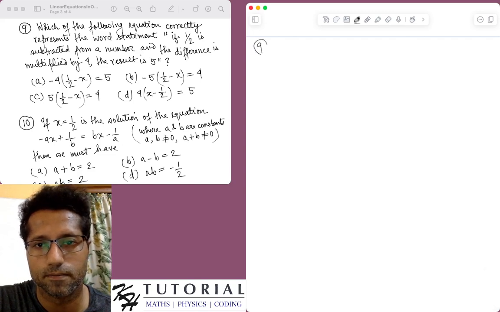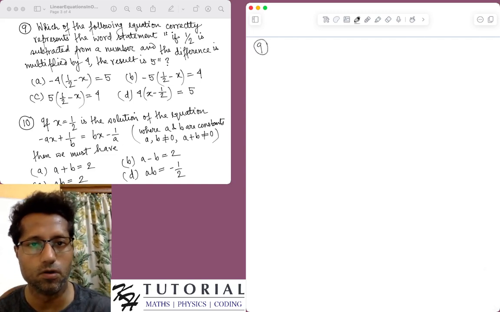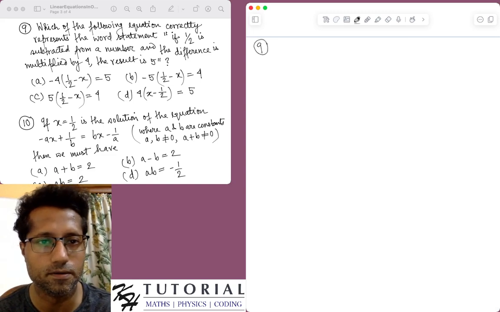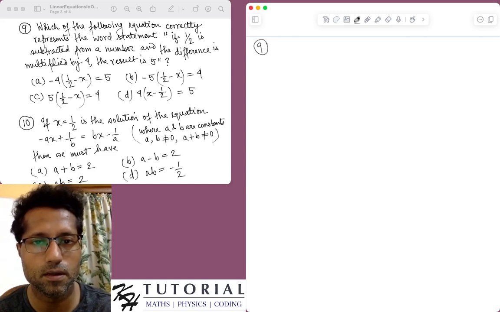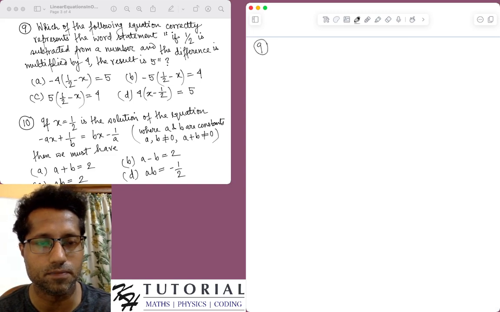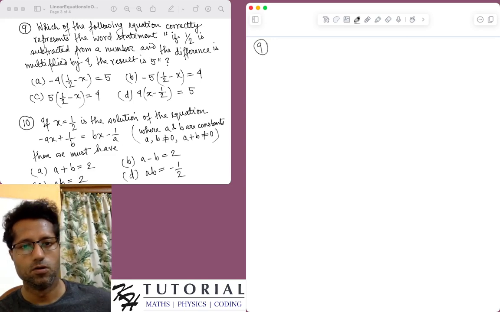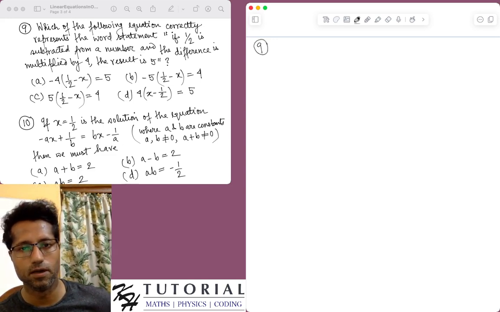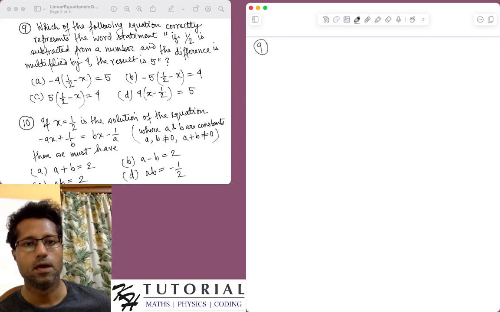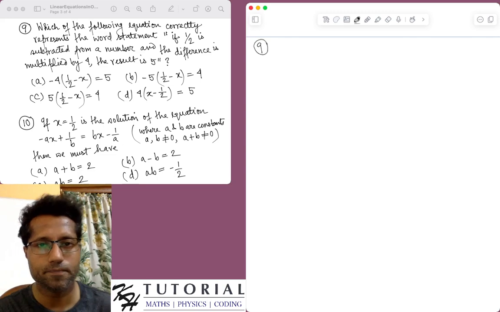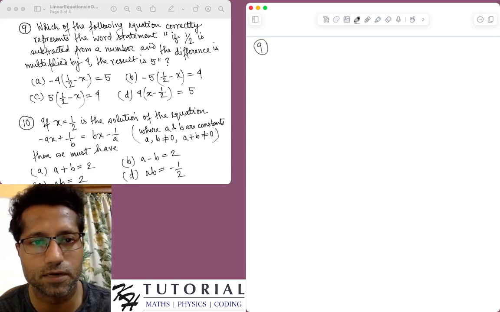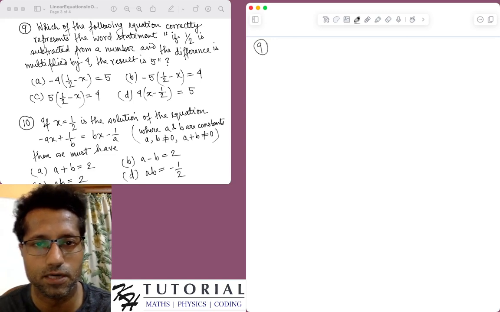Question number 9. Which of the following equations correctly represents the word statement: if half is subtracted from a number and the difference is multiplied by 4, the result is 5. So 4 choices are given. These are all linear equations, and it is asking which of these linear equations correctly represents the word statement: if half is subtracted from a number and the difference is multiplied by 4, the result is 5.